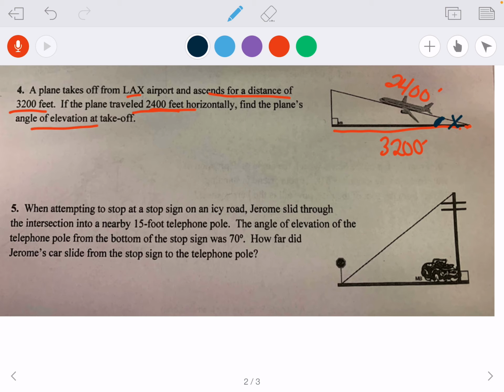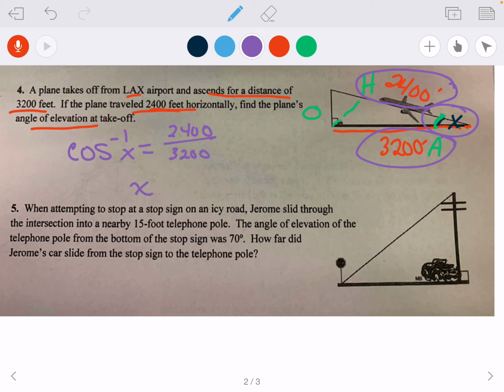So now let's label my sides. Okay, across from the right angle is always my H. Put my pencil on the H in the arc, and this would have to be my adjacent, leaving this my O. So I'm going to use my H and my A, but I'm also finding a missing angle. So with that being said, remember you're going to use cosine inverse, and that is going to equal 2,400 over 3,200, which x is approximately 41 degrees.